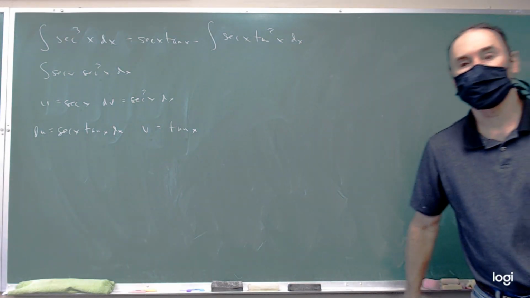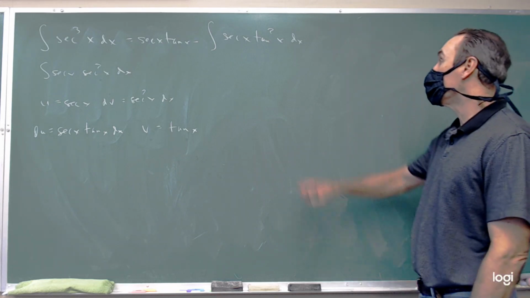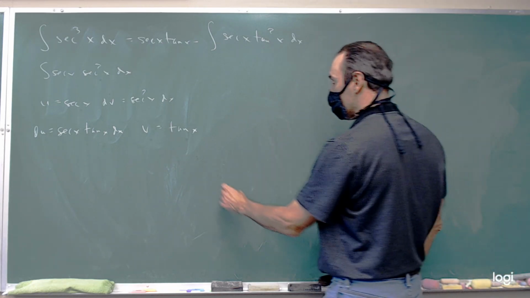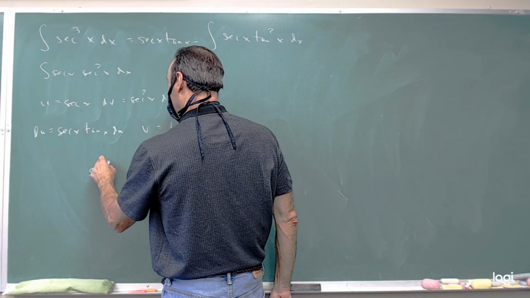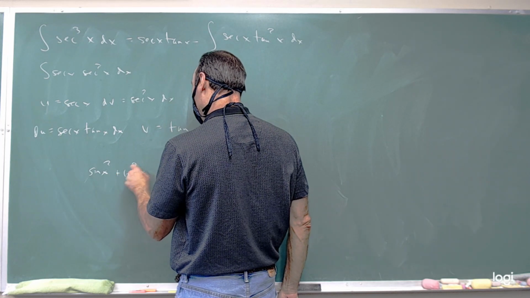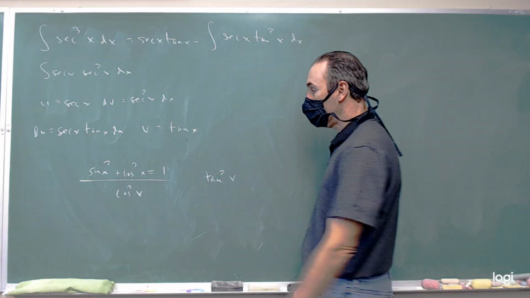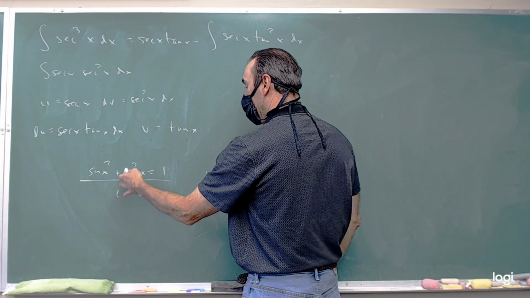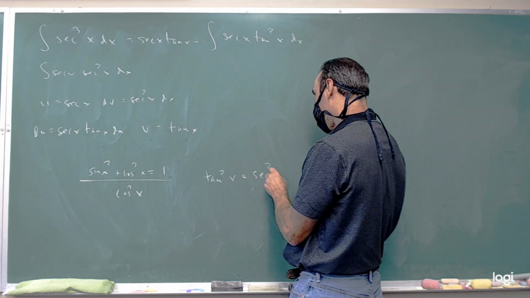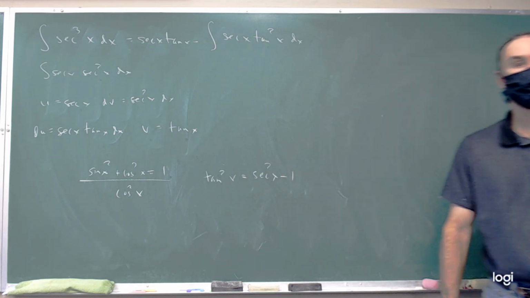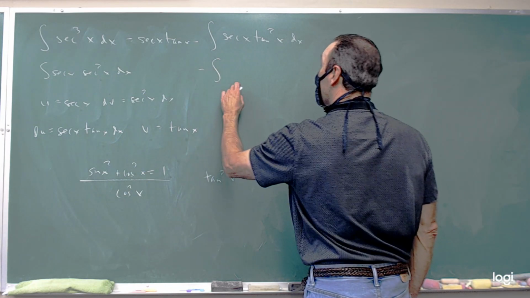Well, this is like what we've been doing in that section 7.3. So what we want to do here is trade in the tangent squared. So we know that, well, maybe we know, sine squared plus cosine squared is 1. If you divide by cosine squared, we get that tangent squared plus 1 equals secant squared. So tangent squared is secant squared minus 1. You with me there? So this then becomes minus our integral.